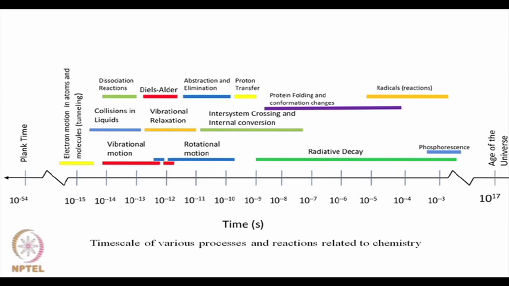This rotational motion is quite fast, in the range of 10 to the power minus 12 to 10 to the power minus 10, a little less or more. It takes time compared to other, still faster motions, that is the vibrational motion. Vibrational motion is like this. Suppose you have water. It is doing a motion like this.